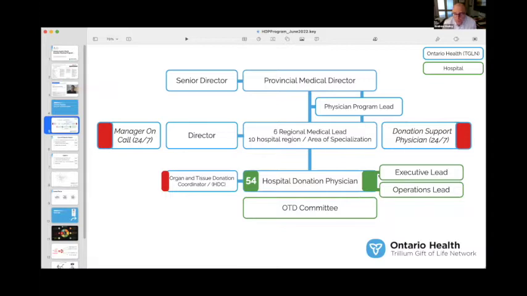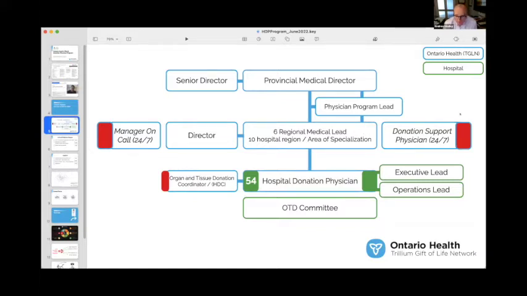We jointly appoint the hospital donation physician, although that contractual renewal just happened. And the red roles are 24/7 support. So our regional medical leads all do a 24/7 support call. I actually start in about 20 minutes.